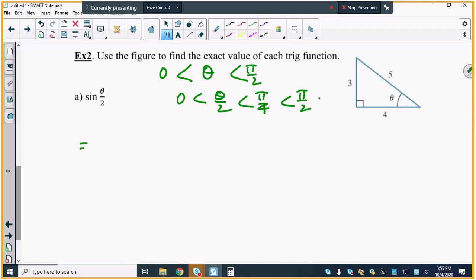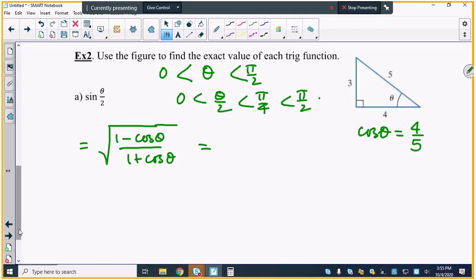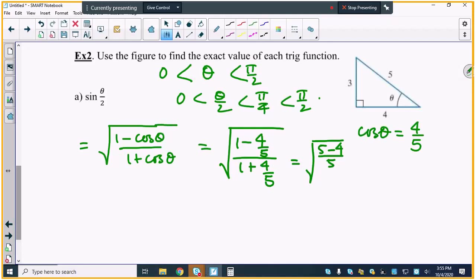So sine theta over 2 is just the positive square root of 1 minus cosine theta over 1 plus cosine theta. And cosine theta can be found from the triangle. It's adjacent over hypotenuse, so cosine theta is 4 over 5. So I get square root of 1 minus 4 over 5 all over 1 plus 4 over 5, which when simplified, I get 5 minus 4 over 5 over 5 plus 4 over 5, and I get square root of 1 over 5 over 9 over 5, and that is equal to square root of 1 over 9, which is 1/3.